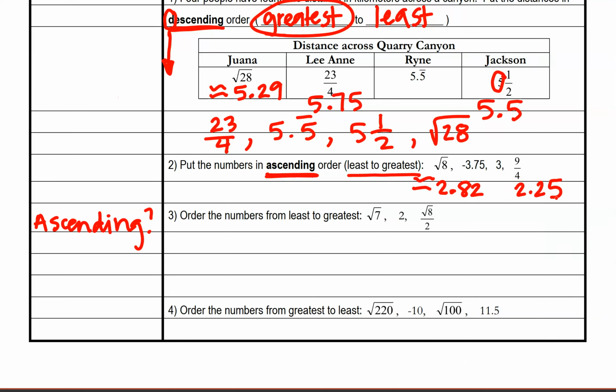2.25. All right, 2.25. Next step, so we converted into decimal. Next step is to what? Align your decimals. Align your decimals.